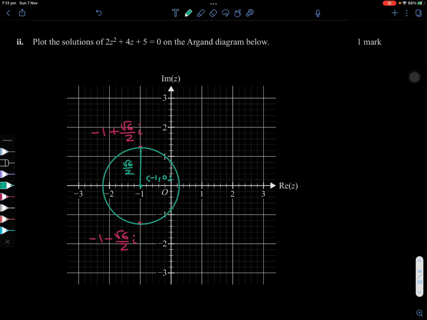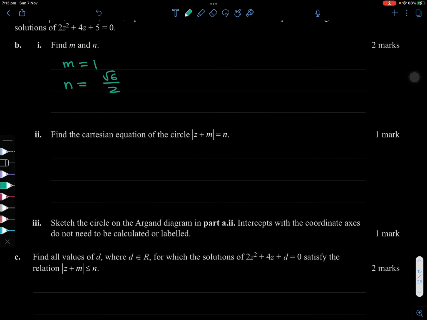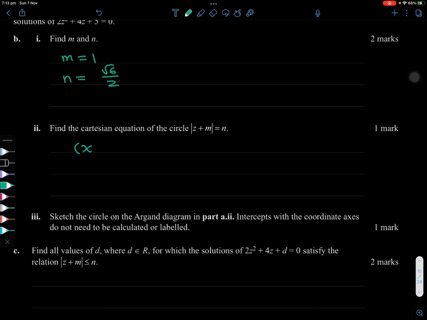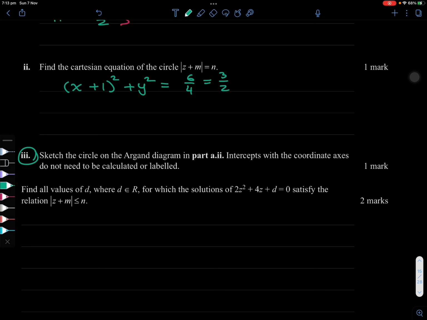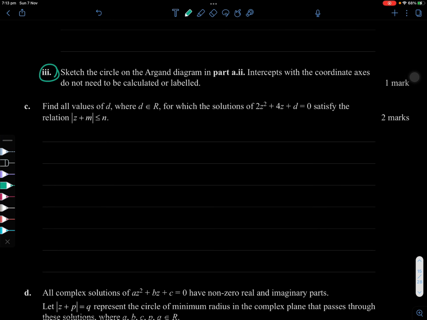Find the Cartesian equation. Now, we know the center of the circle is negative 1, 0, so our Cartesian equation is going to be x plus 1 squared plus y squared is equal to our radius squared. Once we square that, we get 6 on 4, or 3 on 2. Now here it says sketch the circle. We already did that. You don't need to label anything. It doesn't say you need to, so that's perfect.